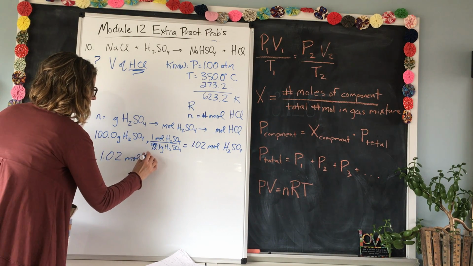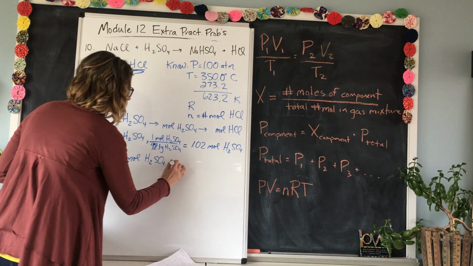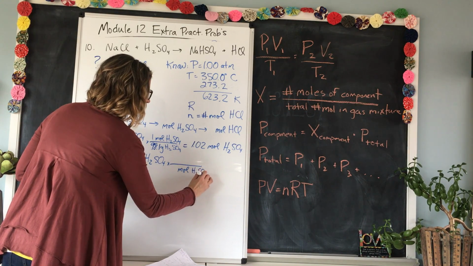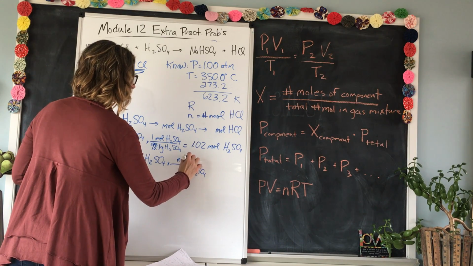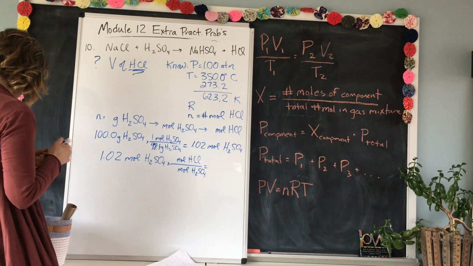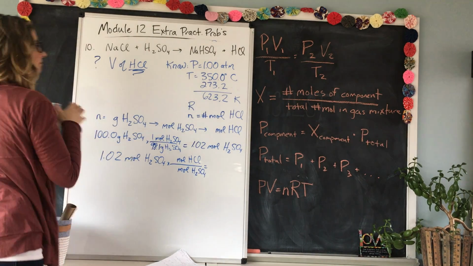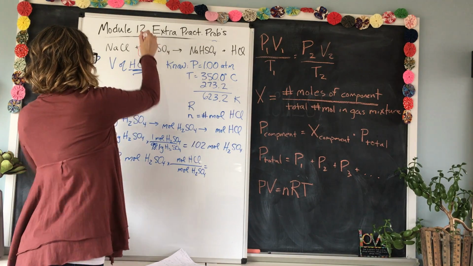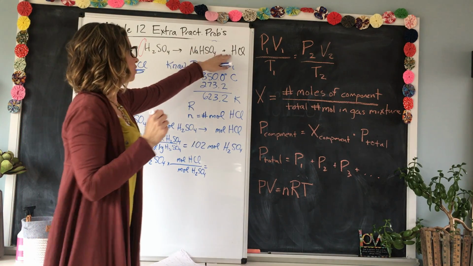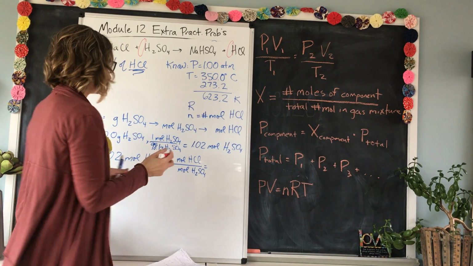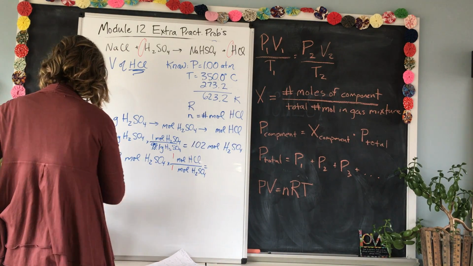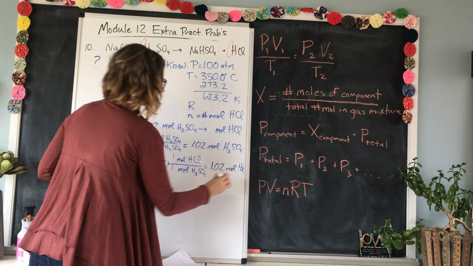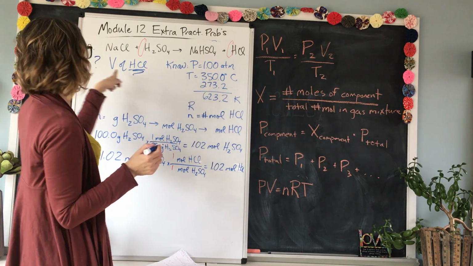1.02 moles of H2SO4, multiply it by the ratio of moles of H2SO4 on the bottom to moles of HCl on the top. Oh, excuse me, knocked over a bunch of my daughter's toys. And then we look up here: for every 1 mole of H2SO4, we will produce 1 mole of HCl. So it's easy, this is a 1-to-1 ratio. So we would end up with 1.02 moles of HCl. Now we have n, we have R, we have T, we have P, we can solve for V.